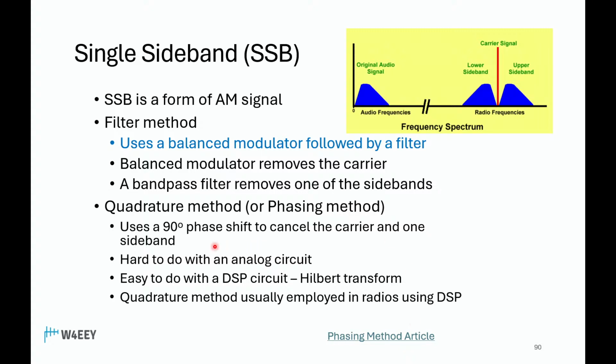So the quadrature method uses two signals, 90 degrees shifted in phase, and they use magic math inside the digital signal processing circuitry to actually create the sideband signal. It's very hard to do with an analog circuit. It has been done, but it's very difficult. Very easy to do with digital signal processing. There's a mathematical function called a Hilbert transform that actually achieves that. And the quadrature method is usually employed in radios using digital signal processing, which we'll talk a lot more about next week. So the filter method and the phasing method.